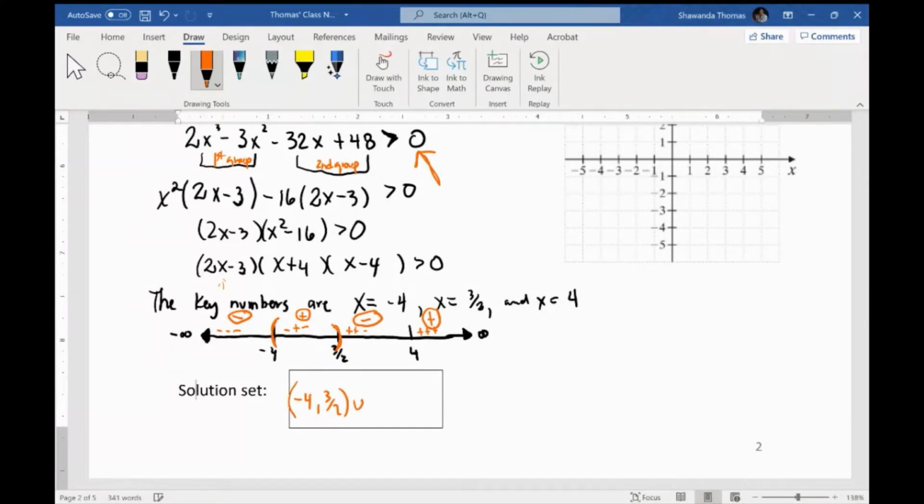Union, what other interval? 4 to infinity. All right. If you said that, forgive me, I didn't hear you. All right, so those are the 2 intervals where it is positive values. That's what we're looking for because it said greater than 0. All right, we're going to stop there. We'll finish the rest on Thursday.